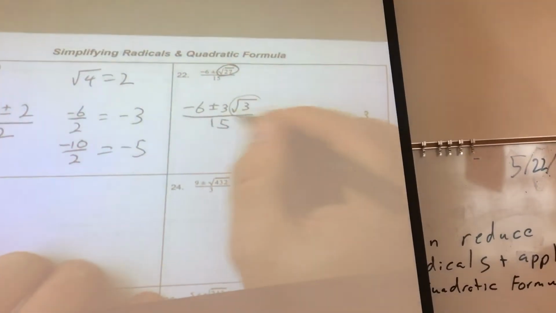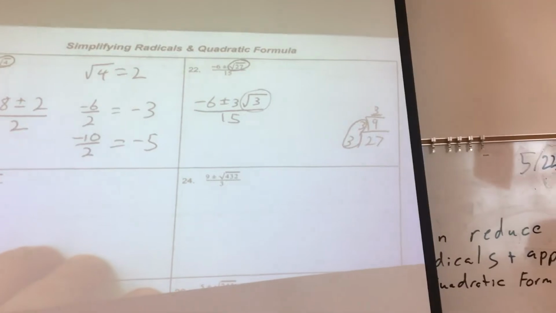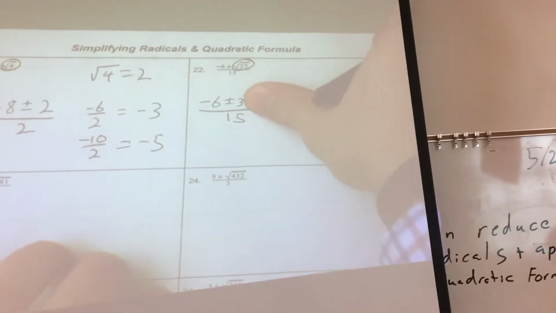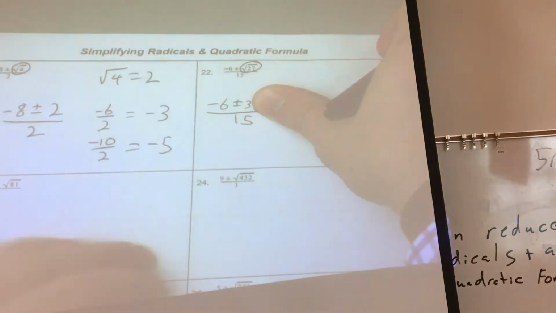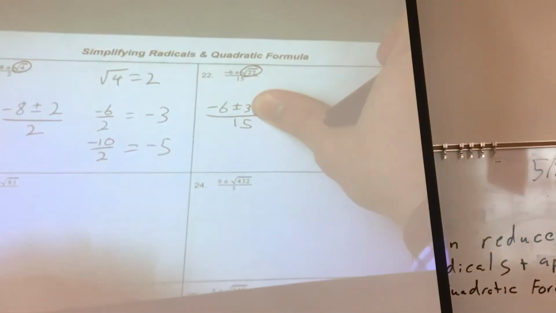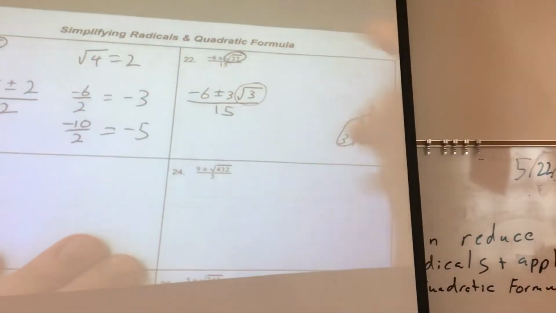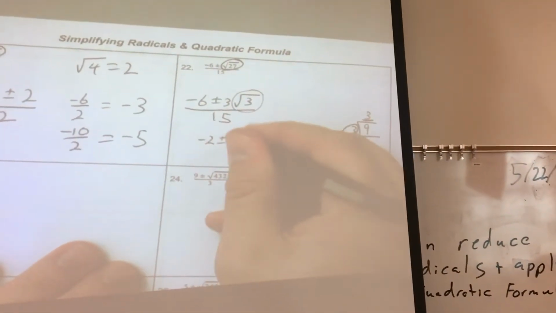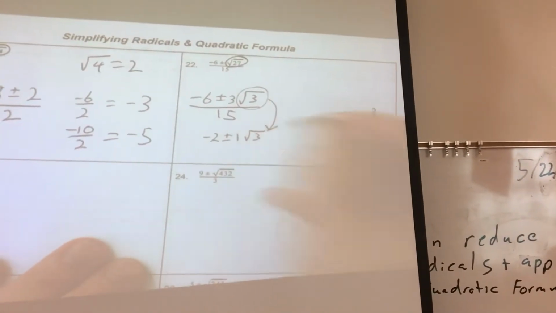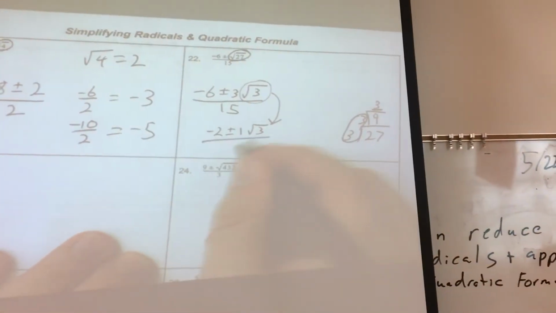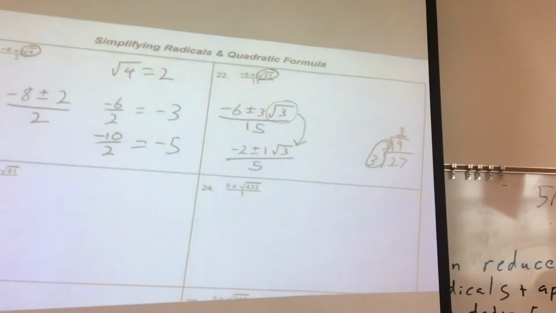Now, this square root does not go into reducing this as a fraction. So you look at your coefficient and then the other two numbers. If they're all divisible by 3, or if they're all divisible by any number, you can reduce this fraction. These are all divisible by 3. So it's negative 2 plus or minus 1 times the square root of 3. We don't change this. It stays exactly the same. And that's over 15 divided by 3 is 5. Okay?